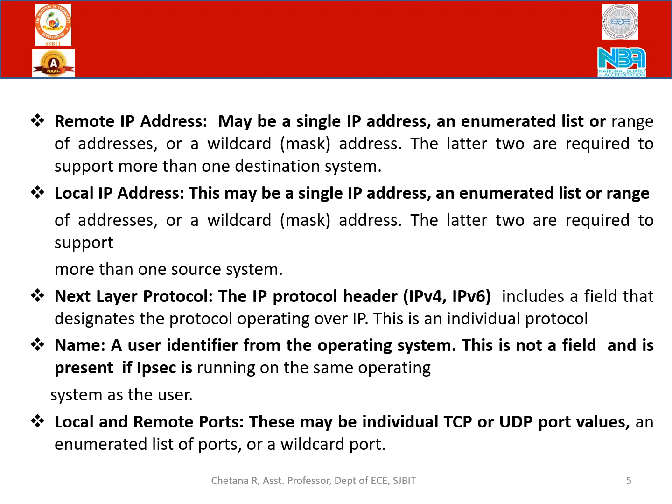Next layer protocol. The IP protocol header, that is the next layer, IP version 4 and IP version 6, includes a field that designates the protocol over IP. This is an individual protocol. So this also is checked by the SPD. It also identifies the name, a user identifier from the operating system. This is not a field in the packet and is present if IPSec is running on the same operating system as the user. Local and remote ports. These may be individual TCP or UDP port values, identification of the ports, or an enumerated list of ports or a wildcard port. All this information is present in the SPD entry.